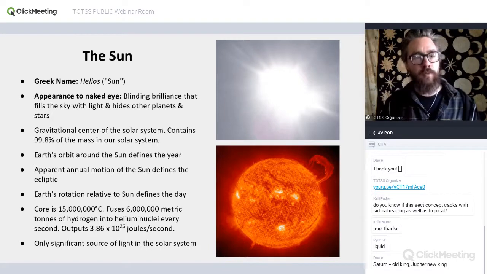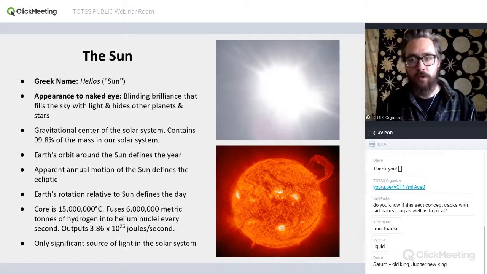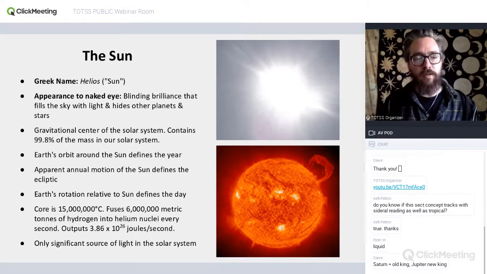All right, in astronomical terms, the sun is the gravitational center of the solar system and contains 99.8% of the mass in the solar system. As we talked about, the Earth's orbit around the sun defines our year. The apparent annual motion of the sun around the Earth, again, apparent, defines the ecliptic. So the sun can't deviate from the ecliptic because the sun literally defines what the ecliptic is. All right, and then the Earth's rotation relative to the sun defines the day, right? So day and night is defined by whether we're facing towards or away from the sun.